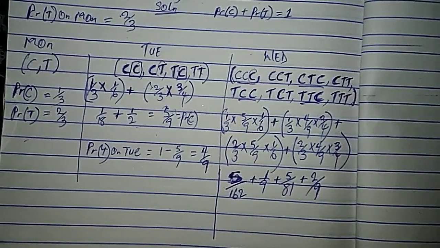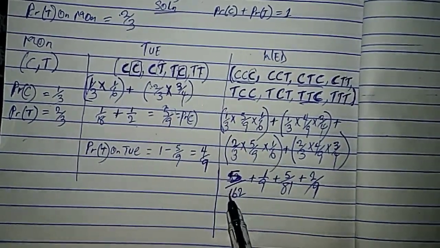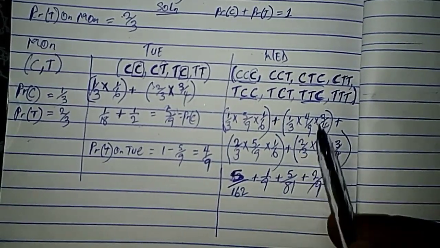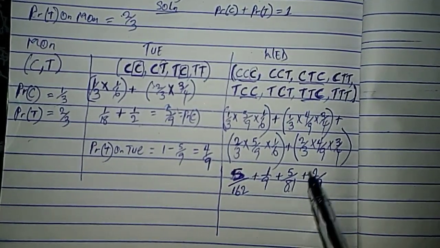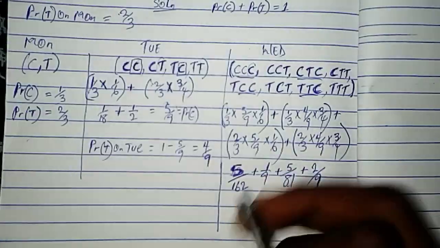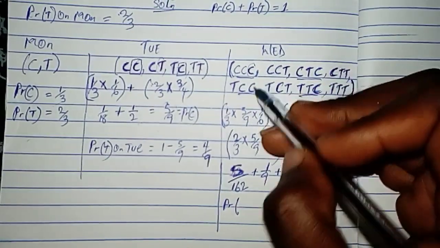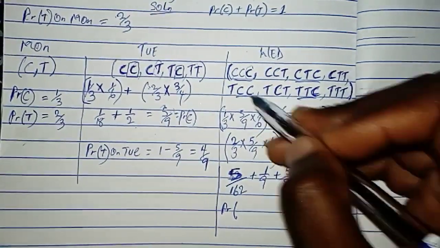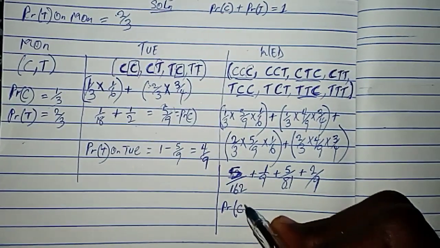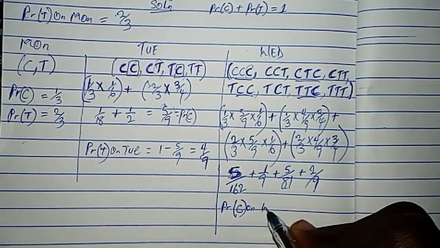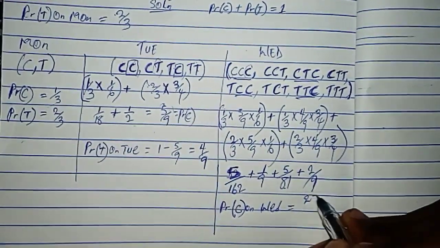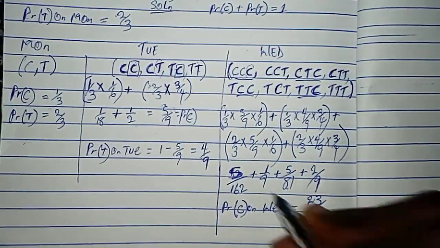Now, from this whole thing, I got 5/162 from here. From the second one, I got 1/9. From the third one, I got 5/81. The fourth one, I got 2/9. Now, adding them up, we'll get the probability of him traveling by car. We have been looking for the probability of car. We sum them up. The probability of him traveling by car on Wednesday will be equal to 23/52 after summing them up.